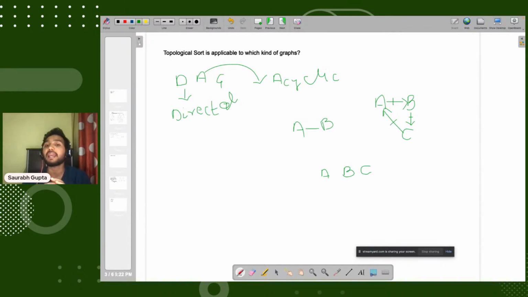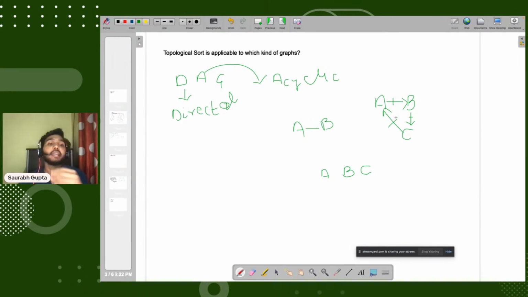Now coming to the third edge. There is a directed edge from C to A, so C should come before A. But you can see that in a linear order, it is not possible for C to come before A, because C is supposed to come after B and B is supposed to come after A. So that is why topological sort is not applicable for cyclic graphs. That is why topological sort is only applicable to directed acyclic graphs. I suppose that is clear to everyone.